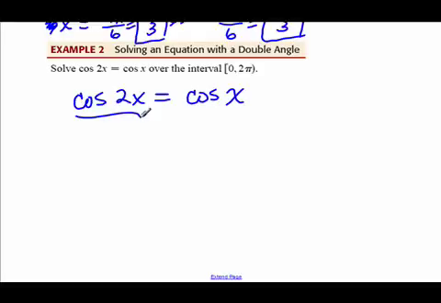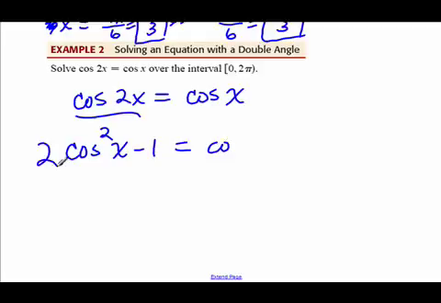Now, which one should I use? Folks, you want to keep the number of different types of trig functions to a minimum. So you don't want to be introducing sines or sine squares with this equation. You already have everything in terms of cosine. So let's use the 2 cosine squared minus 1, one of my 3 options. Let's take out the cosine of 2x and replace that with 2 cosine squared x minus 1 equals cosine x.